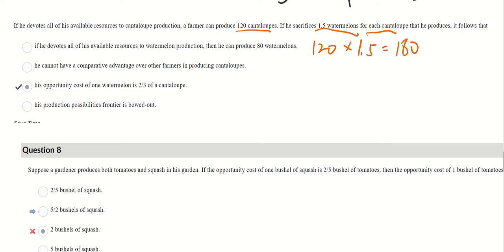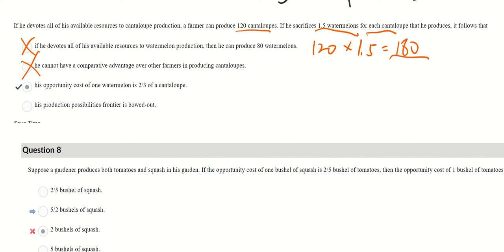he can produce a maximum. All right, so A says if he devotes all his available resources to watermelon production, then he can produce 80 watermelon. So that will be false because we can do a maximum of 180. B says he cannot have a comparative advantage over other farmers in producing cantaloupe. So that is false because we don't know what the opportunity cost for other farmers are. And let's look at C first.